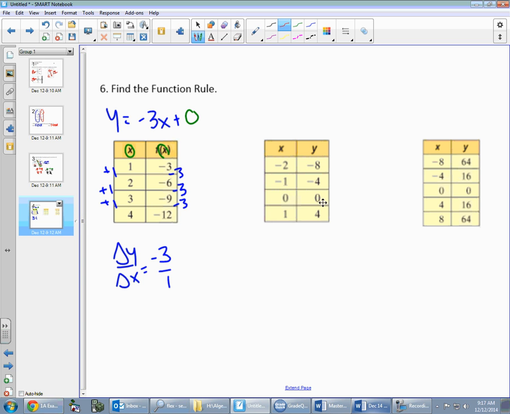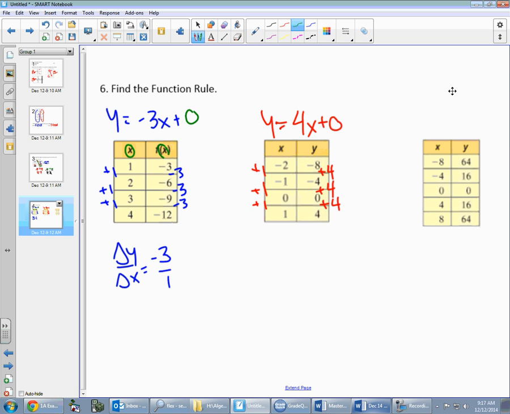I'm going to do the same thing here. Looks like I'm getting bigger, adding 4, adding 4, adding 4. So change in y over change in x here is 4 over 1, so 4 over 1 is my slope. y equals 4x. Remember, it's y equals mx plus b, plus the y-intercept. They gave me the y-intercept. It's 0, so 4x plus 0 again.